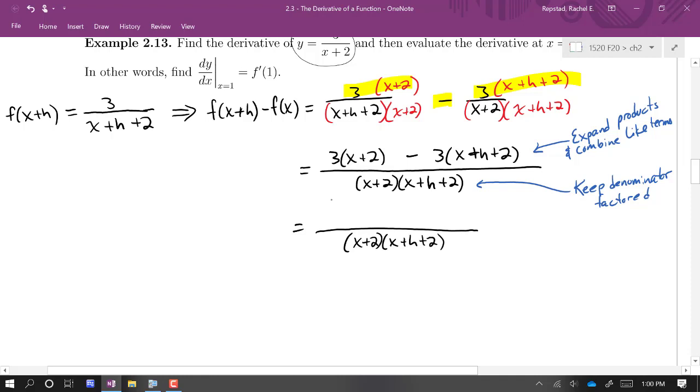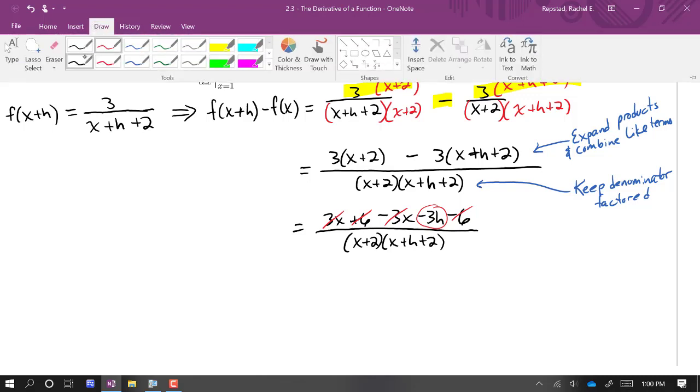Alright, so up here we've got 3x plus 6, and then I'm going to distribute the 3, and in fact really it's the negative 3 because we're subtracting that whole thing. So minus 3x minus 3h minus 6. Now examining the top, we can combine some like terms. 3x minus 3x, those cancel, plus 6 minus 6, those cancel, and the only thing we're left with is that minus 3h.